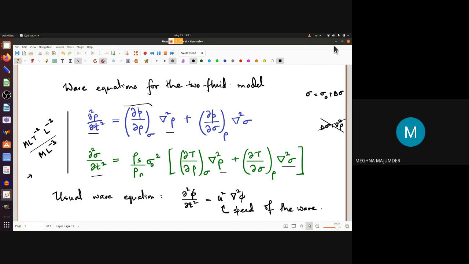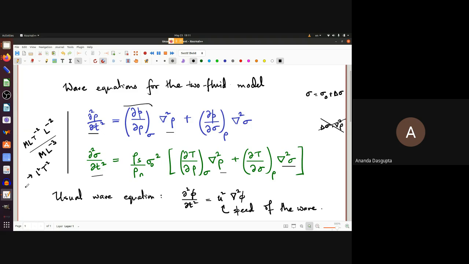L squared T to the power minus 2, right? L squared T to the minus 2. But what is that physical quantity then? That's a square of a velocity, right? Yes, sir. But that's obvious.